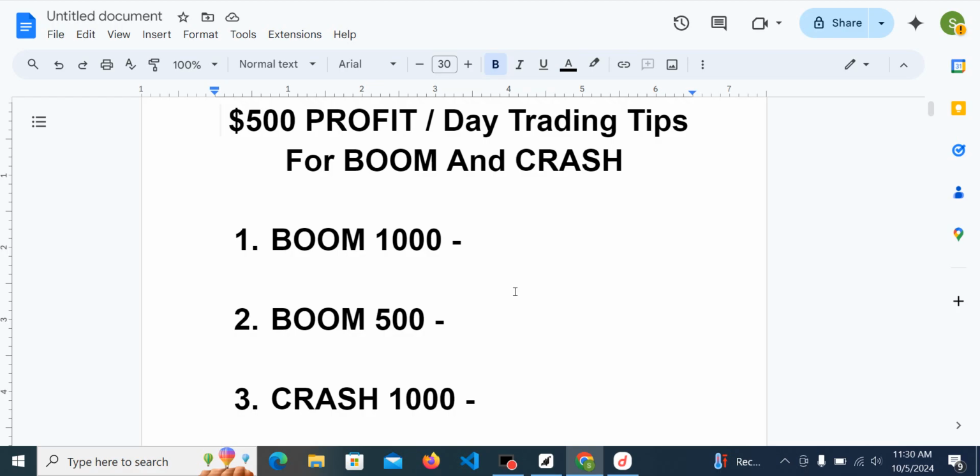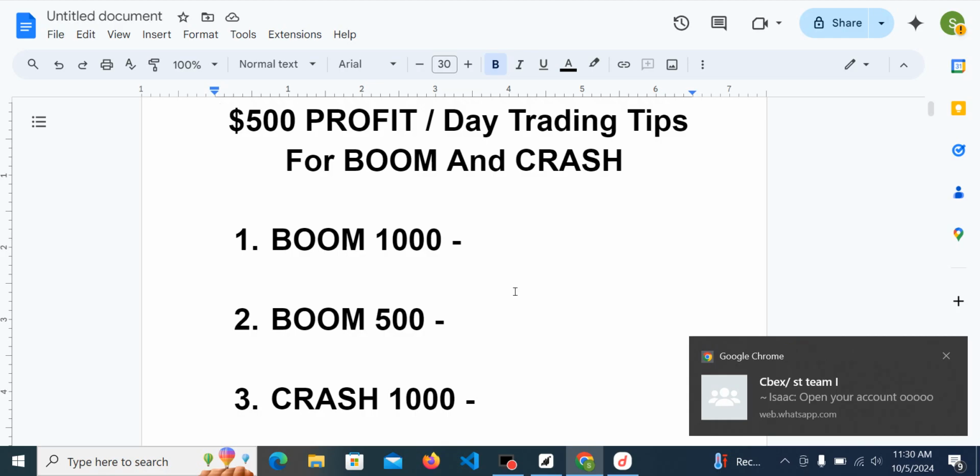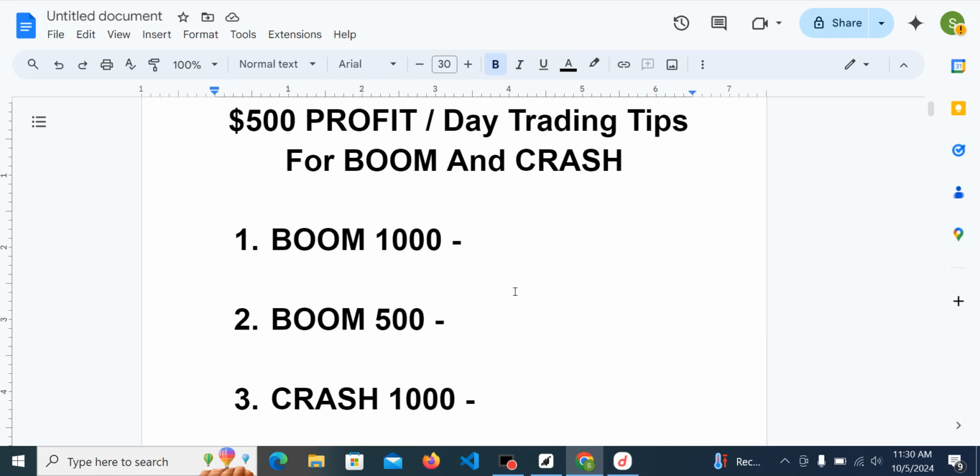As for the $500 profit per day, it all depends on your trading capital. The more your trading capital, the easier it is for you to achieve, but you can always grow from a small trading capital into a bigger capital. Okay, so quickly let's go straight into what we have right here, starting with Boom 1000.